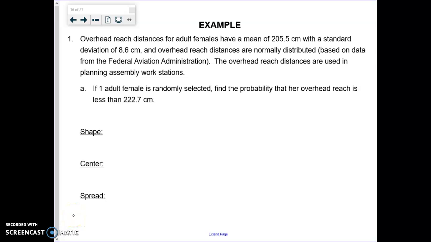So now we're going to go ahead and take a look at example 1 on your example page. Take a minute or so to read through this and underline any important information. You can go ahead and pause the video if you need to. So now that you've read through this, let's underline some pertinent information.